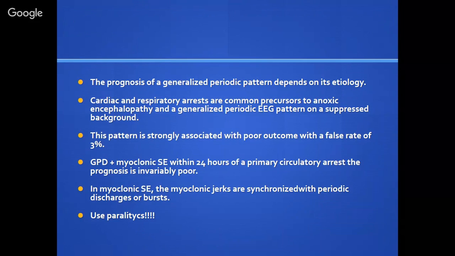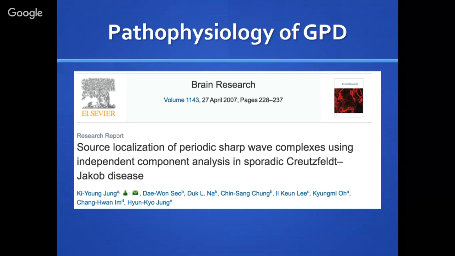In myoclonic status epilepticus, the myoclonic jerks are synchronized with the periodic discharges or bursts. Use paralytics. Why did I put that in? Because we get an EEG and all we see is muscle. If you use a paralytic, it will make my life much easier, and then I will be able to read the EEG and tell you what it shows.